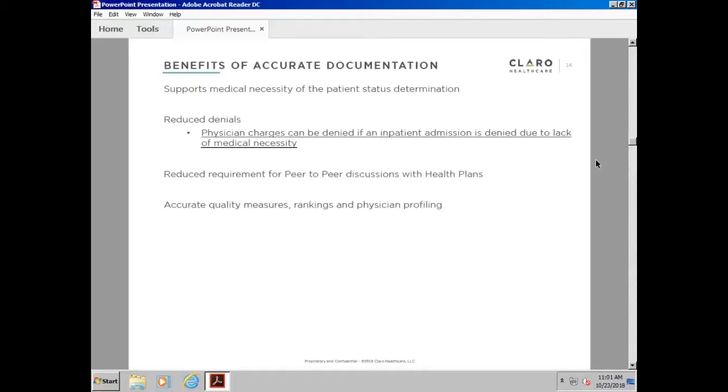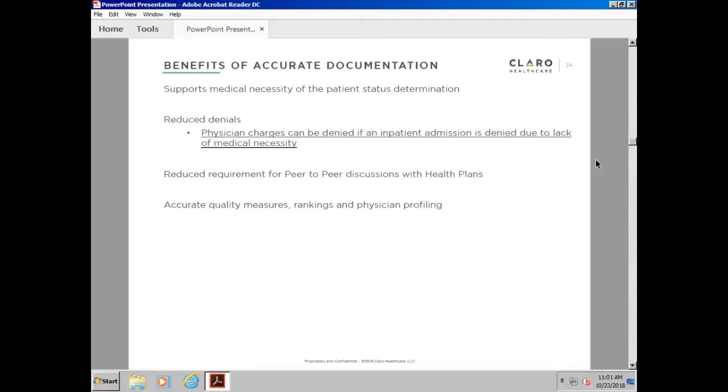It also reduces requirements for peer-to-peer discussions with the health plans. When we're sending in things that aren't complete to the health plan, and we're saying we need an inpatient stay, they're like, no, he doesn't meet for inpatient, we need observation, because we don't have complete documentation to support what we're seeing for that patient. They're just basically going off of what's on the documentation. They don't see the patient. We are seeing that patient.